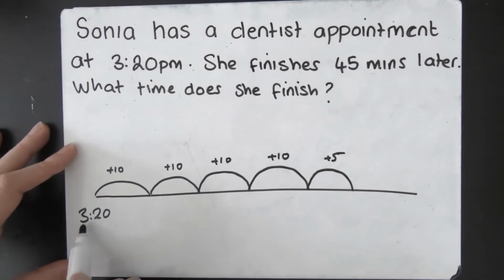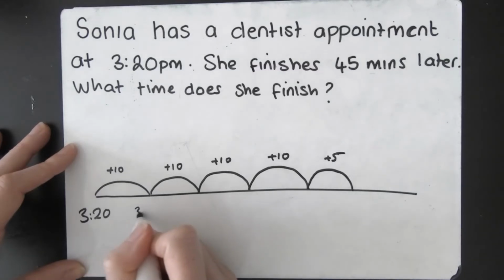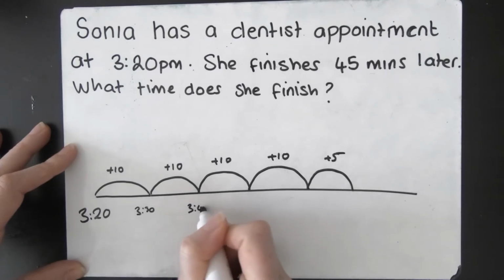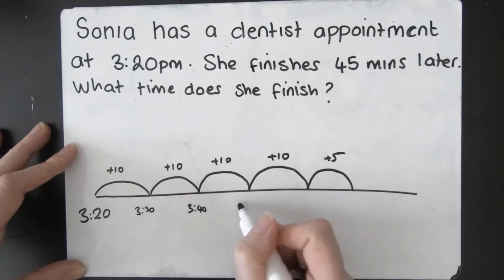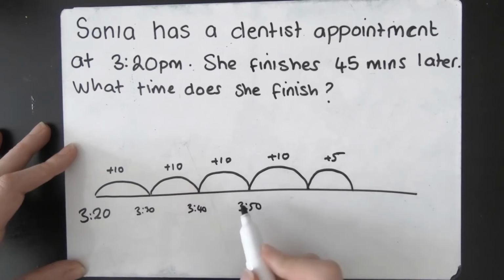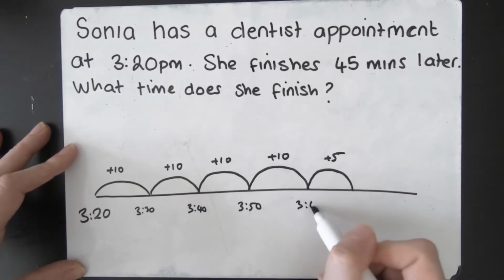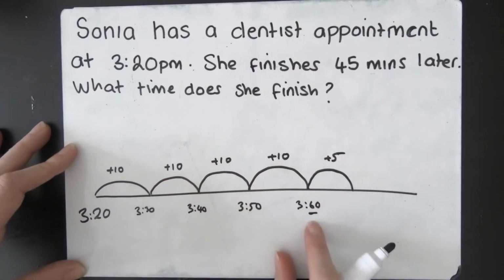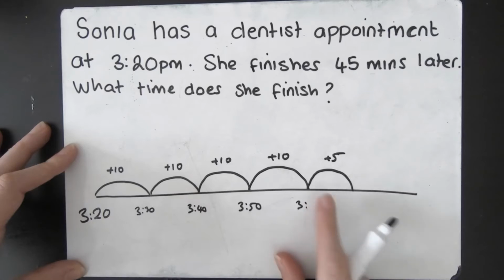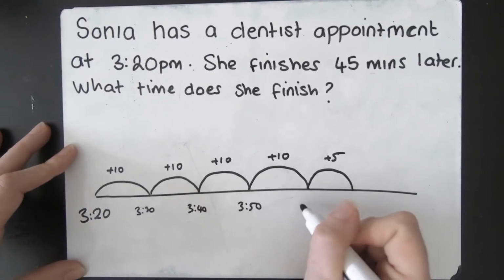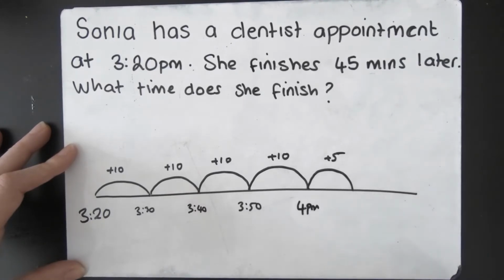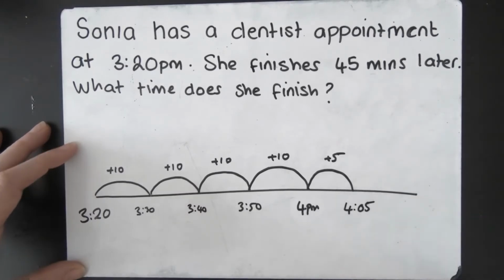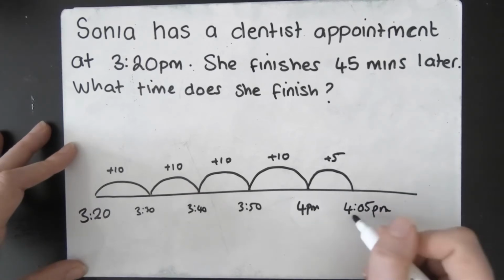So then let's work it out. What's 3:20 plus 10 minutes? 3:30. 3:30 plus 10 minutes, 3:40. 3:40 plus 10 minutes, 3:50. 3:50 plus 10 minutes. Is it going to be 3:60? No, it cannot be 3:60. As soon as we get back round to 60 again, it rolls over to the next hour. So it will become 4 p.m. 4 p.m. plus 5 minutes is going to be 4:05. And that is our final answer.